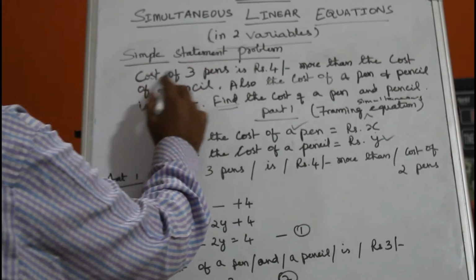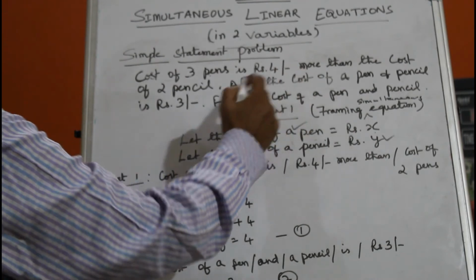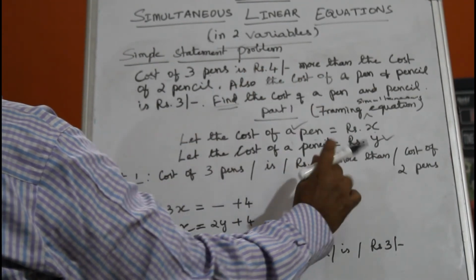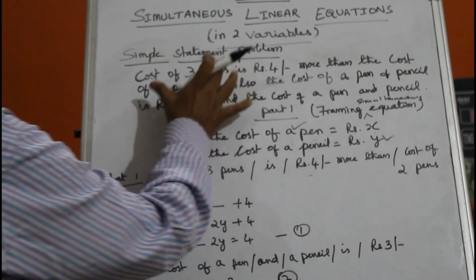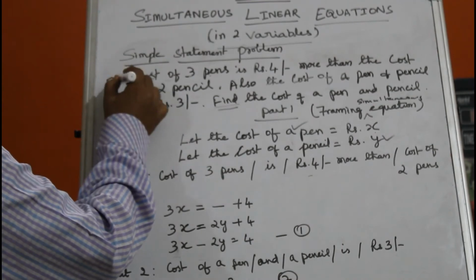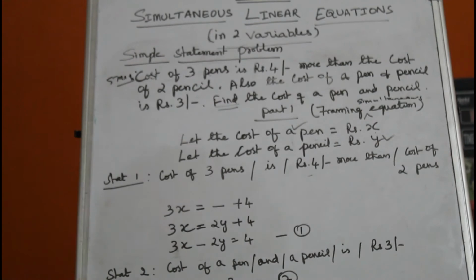Now look here, statement 1. Statement 1 says cost of 3 pens. I put a slash. Then cost of 3 pens is rupees 4 more than cost of 2 pencils. So you must analyze the statement 1. So the statement 1 starts here. Statement 1, cost of 3 pens. 1 pen is X rupees.